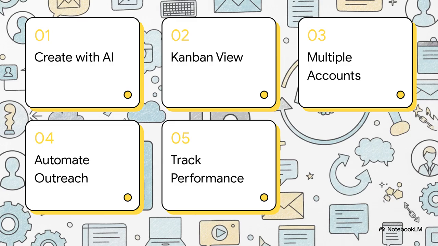Here's our roadmap for the explainer today. First, we'll create with AI. Second, Kanban status management. Third, managing multiple accounts. Fourth, automating connections. And finally, tracking performance.